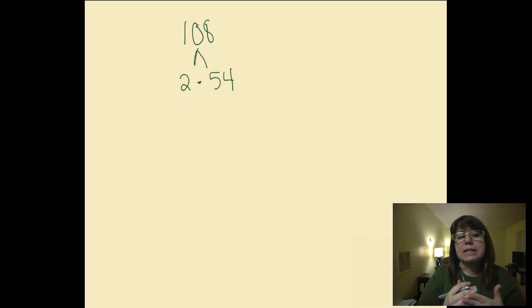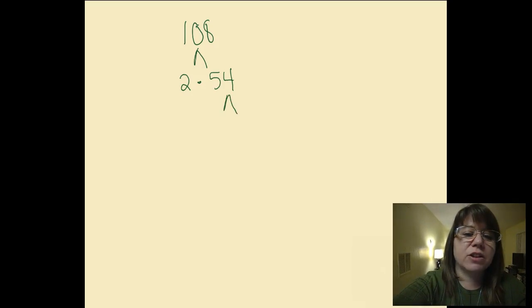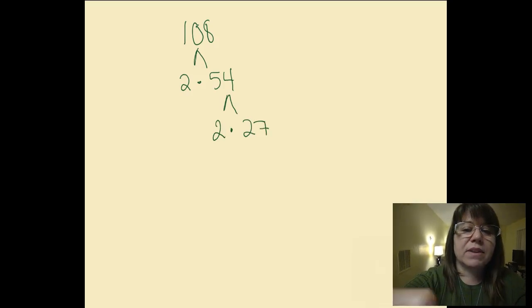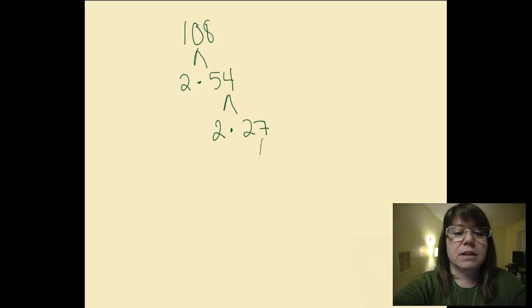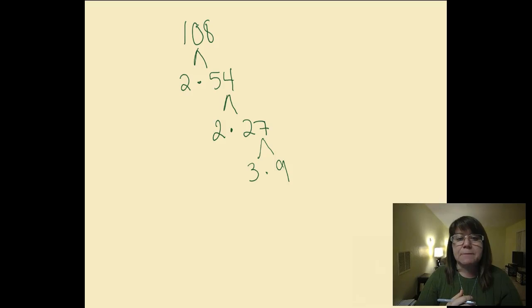But 54 is not a prime number. Why? Because it ends in a 4, and 4 is an even number. So therefore I know it has a factor of 2. 2 times 27 is 54. That goes back up to 54. So again, 2 is prime. I don't have to worry about that anymore. But 27 is not prime. 27 is 3 times 9. So 3 times 9 will get me back up to 27, just like 2 times 27 will get me back to 54, and 2 times 54 will get me back to 108.